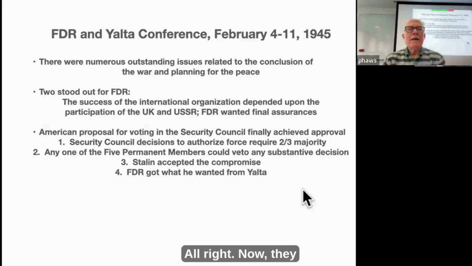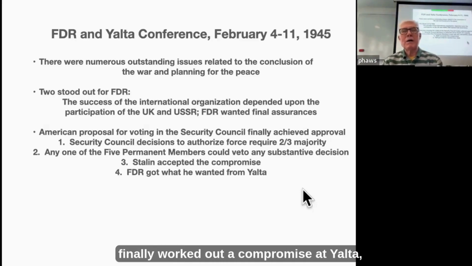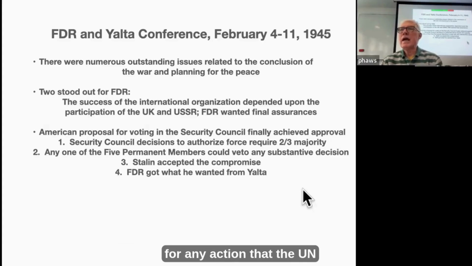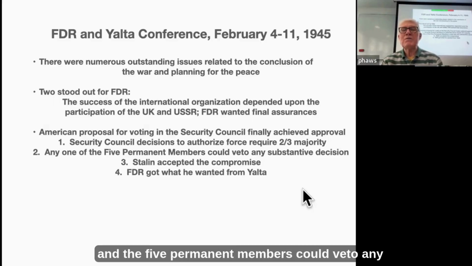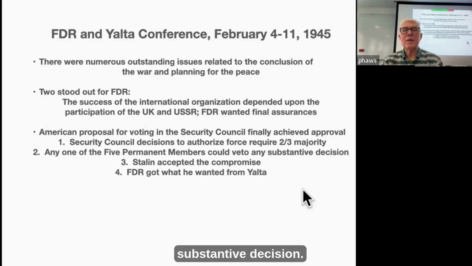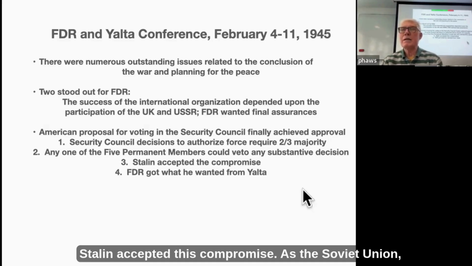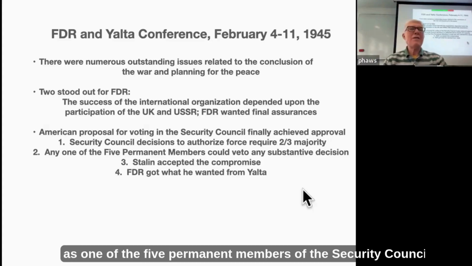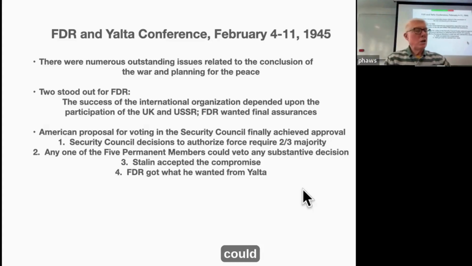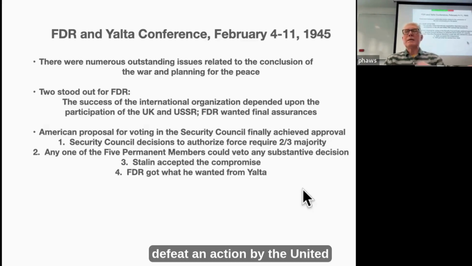All right. Now, they finally worked out a compromise at Yalta, and Roosevelt really got what he wanted when Stalin accepted the compromise that they would authorize a two-thirds majority on the Security Council for any action that the UN would take part in. And the 5 permanent members could veto any substantive decision. Stalin accepted this compromise, and the Soviet Union, as one of the 5 permanent members of the Security Council, could defeat an action by the United Nations.